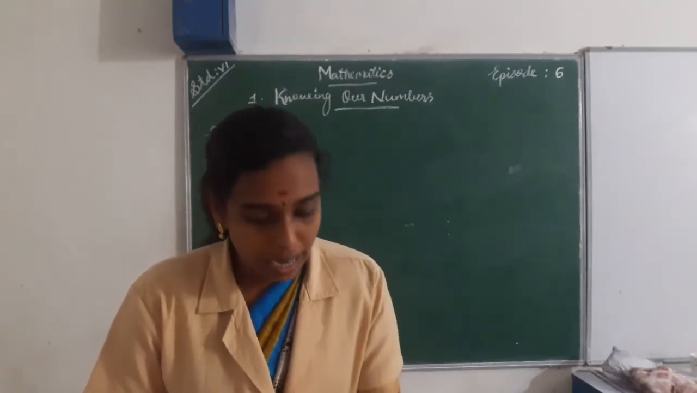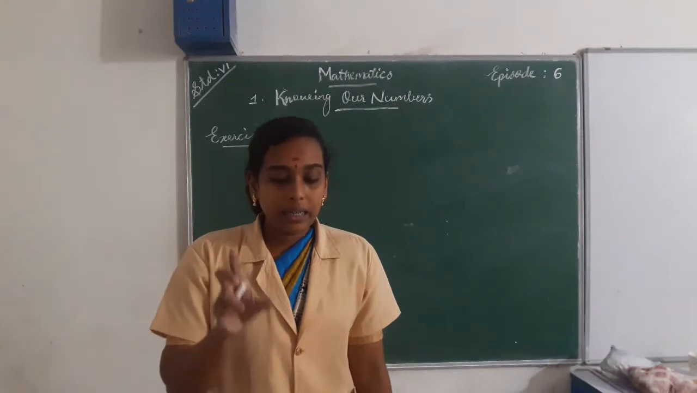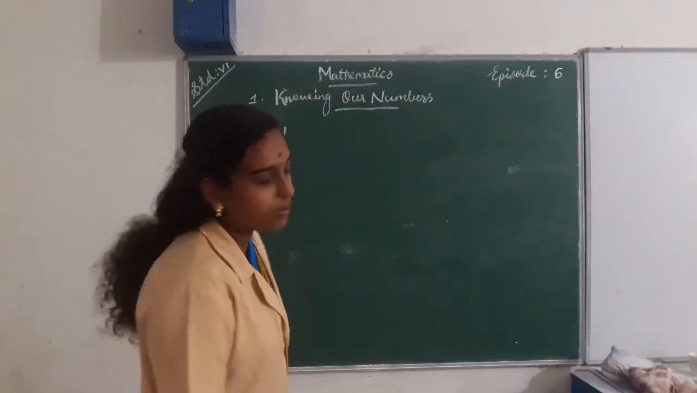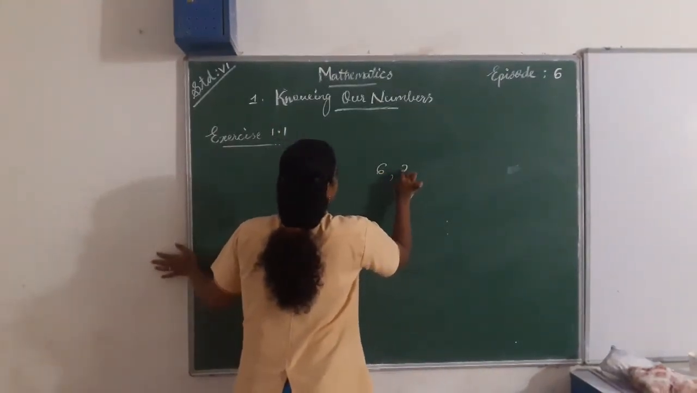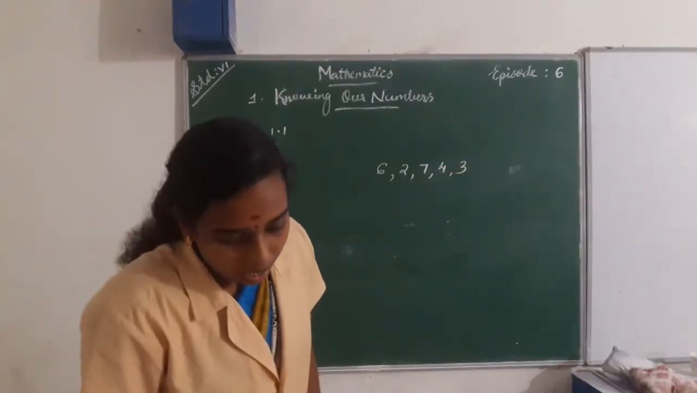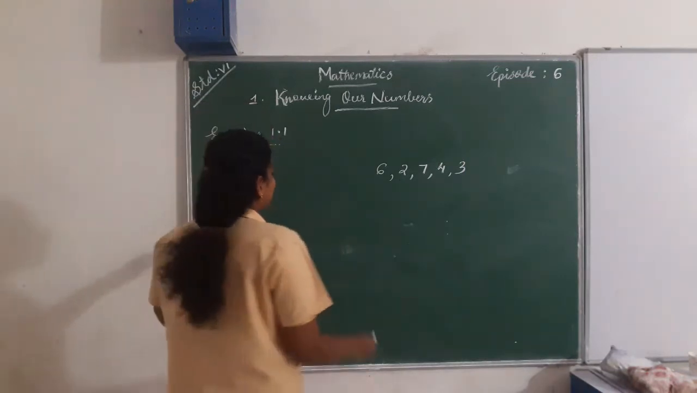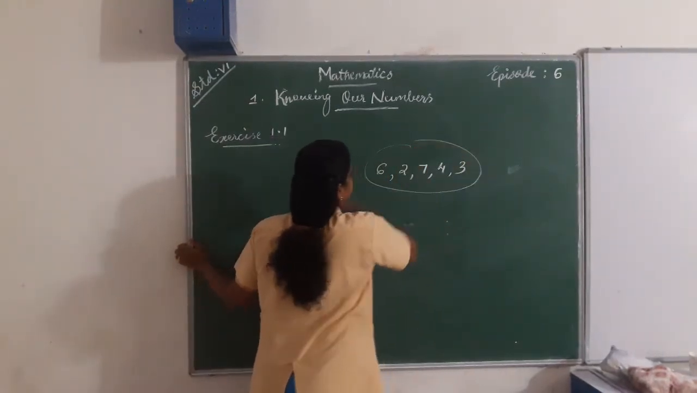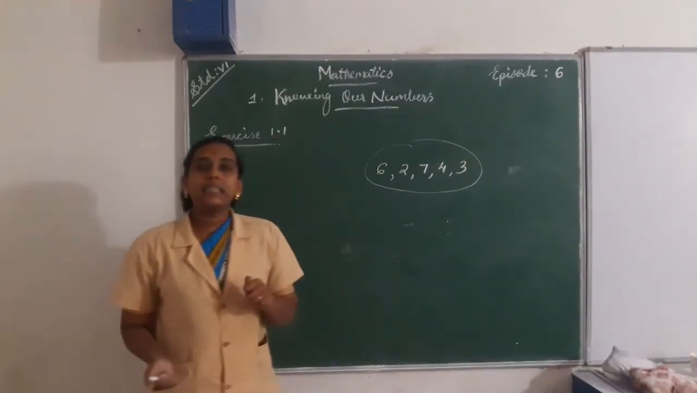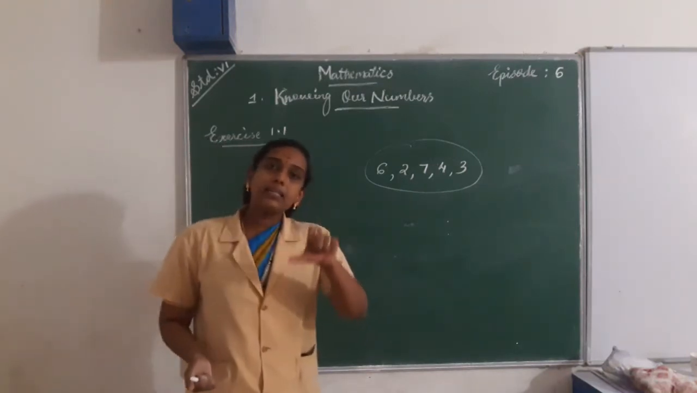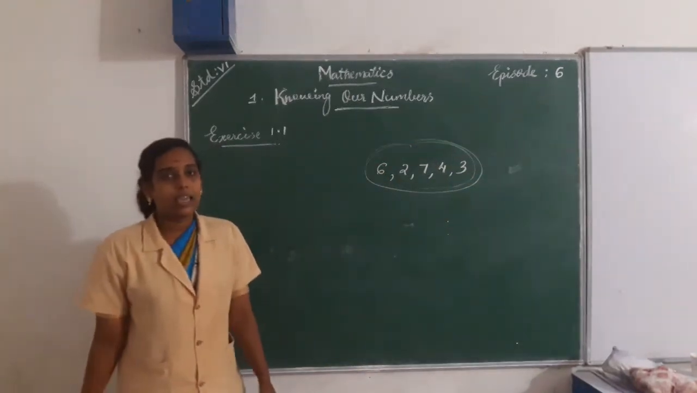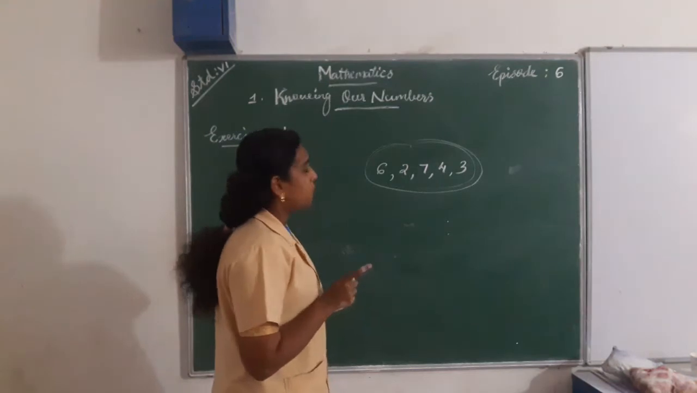Once again, find the difference between the greatest and least 5-digit number that can be written using the digits 6, 2, 7, 4, 3, each only once. That means these digits are not repeated. So we want to find the difference between the greatest and the smallest number by using these 5 digits.